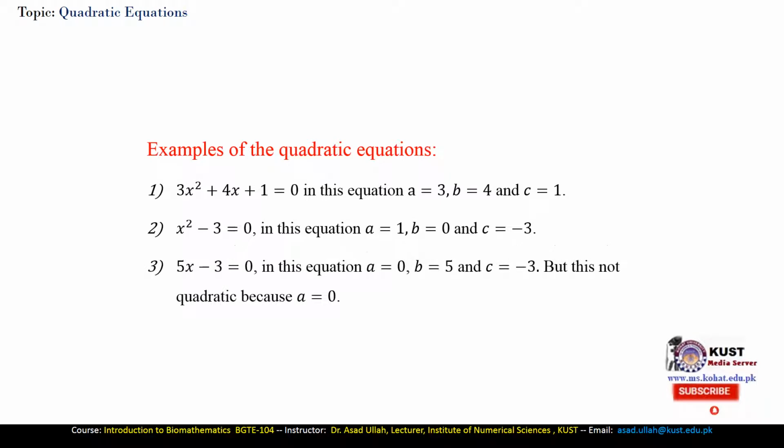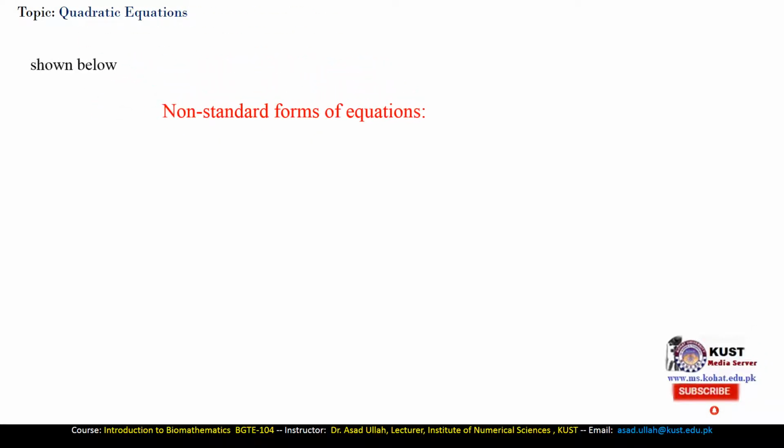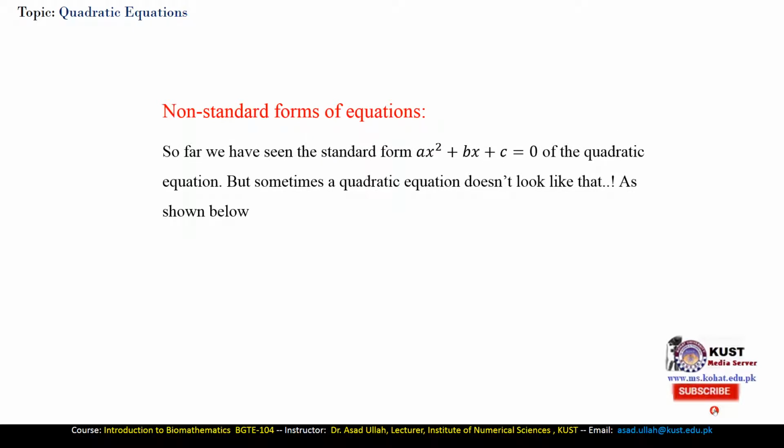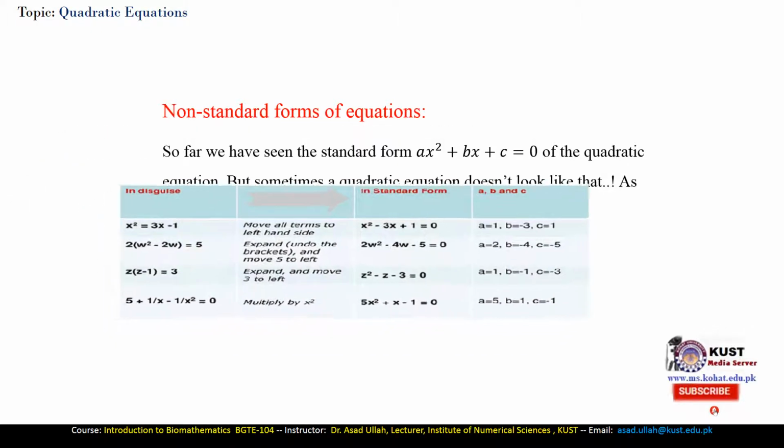In the third example, 5x minus 3 is equal to 0 is an equation. Now this equation is not a quadratic equation because the coefficient of x square is equal to 0. So here we get a is equal to 0, b is equal to 5 and c is equal to minus 3. This equation is not a quadratic equation. Non-standard forms of the quadratic equations. So far we have seen the standard form, that is ax square plus bx plus c is equal to 0, of the quadratic equation. But sometimes a quadratic equation doesn't look like that, as shown in the given table.